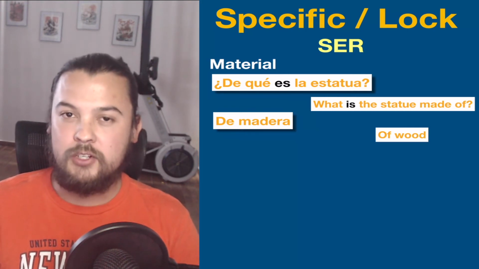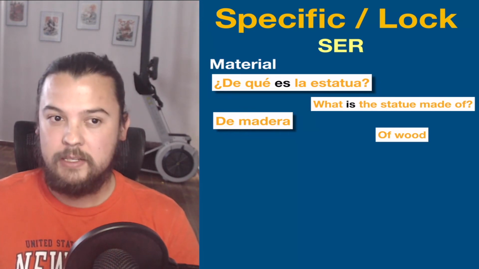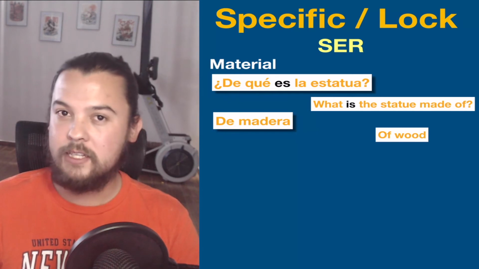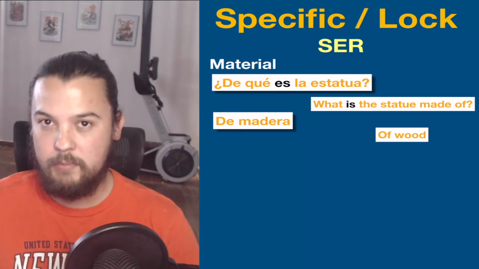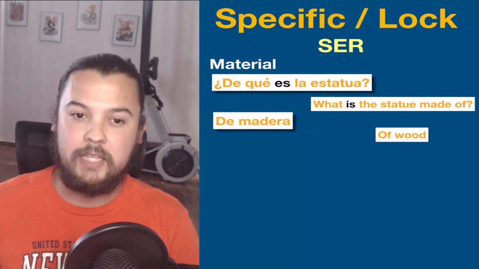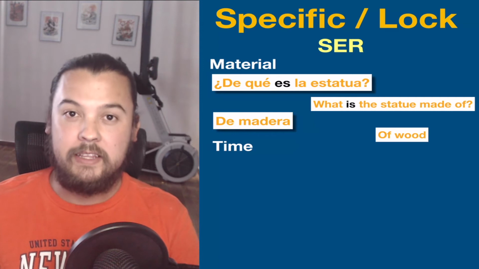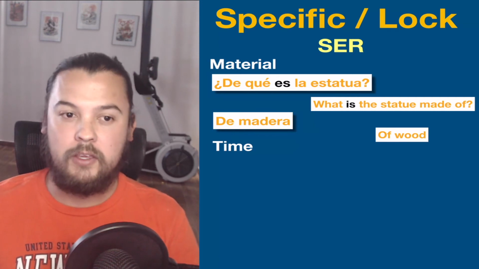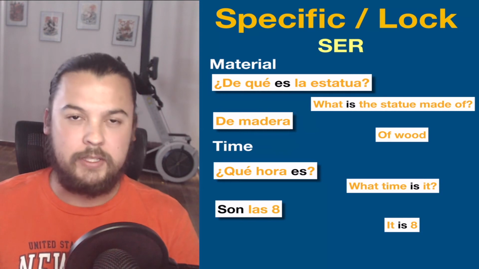In conversation, we would just say the material. The verb would be omitted, but in reality, the long sentence would be la estatua es de madera. The statue is made of wood. Time is the next specific use. When we talk about the hours, what time is it?